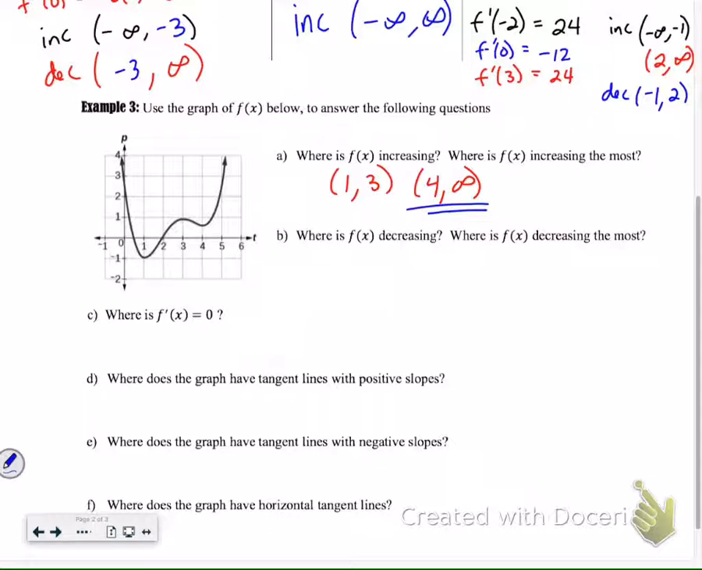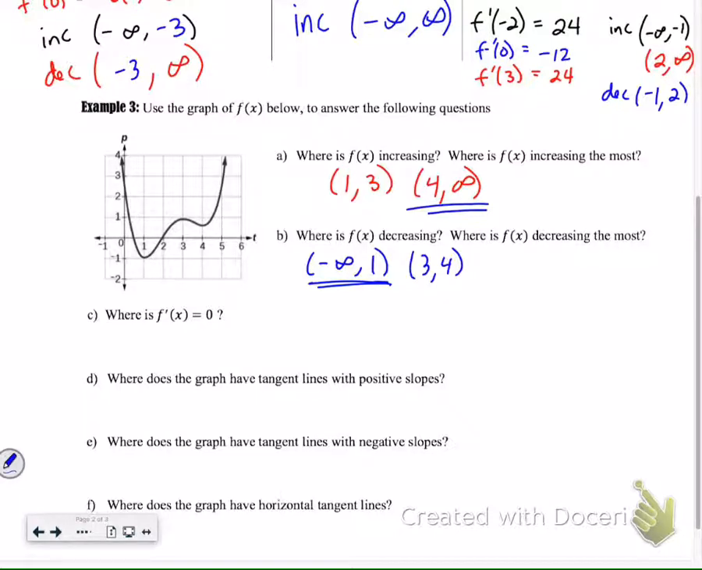All right, where is f of x decreasing? All right, well, we're decreasing at the very beginning. We're going down. So that's from negative infinity to 1. Okay, so we're going down till we get to there. Then we're going up. Then we're going down from here to here. So we'll say that's from 3 to 4. Okay, where is it decreasing the most? Again, that's going to be where it's the steepest. It's going down the fastest. That's the first interval.